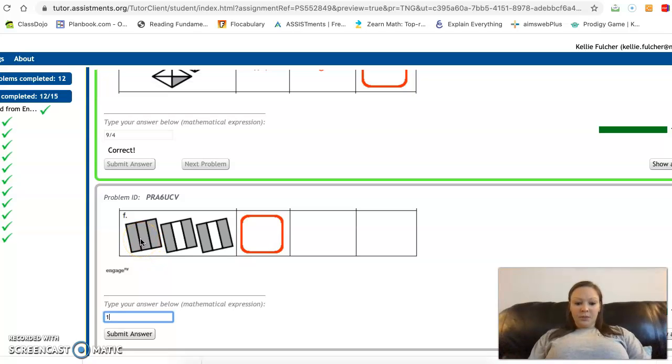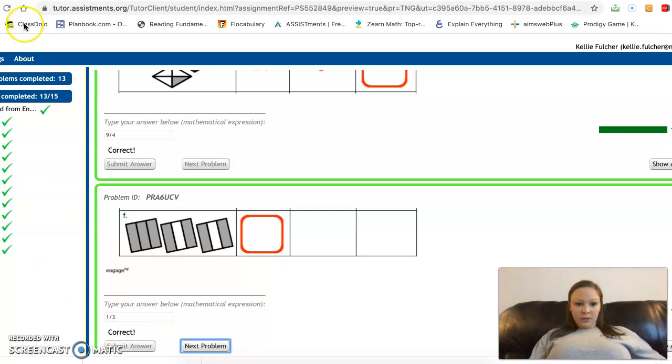Here our unit fraction is 1/3. We put 1 on the top, and we have working with thirds in our whole, so 1/3 is our unit fraction.